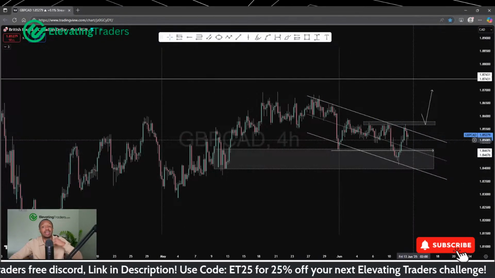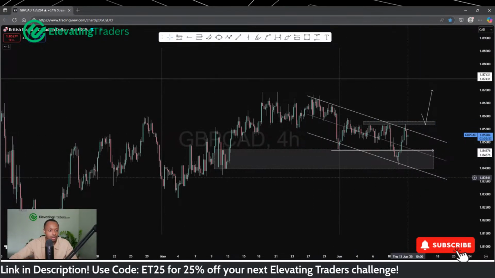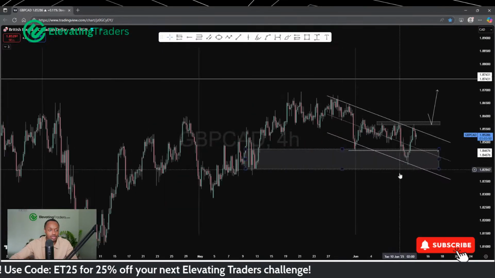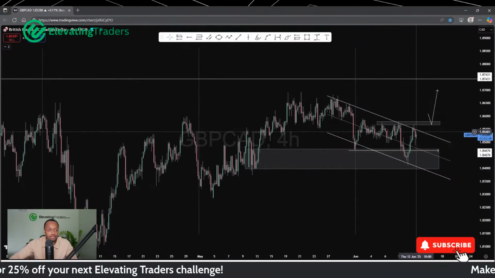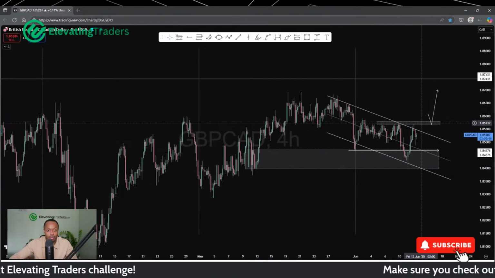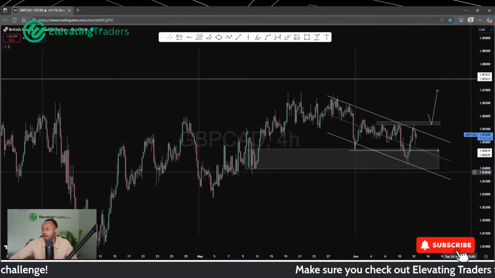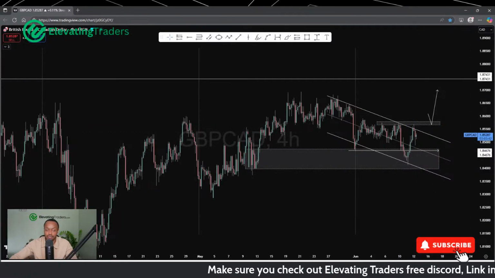I wouldn't be looking to buy now. We're still struggling at this channel right now, so not the best for entries, but I like the way we rejected the lows. I think if we can break the high here at 1.857, Pound CAD is probably likely to continue to push up.